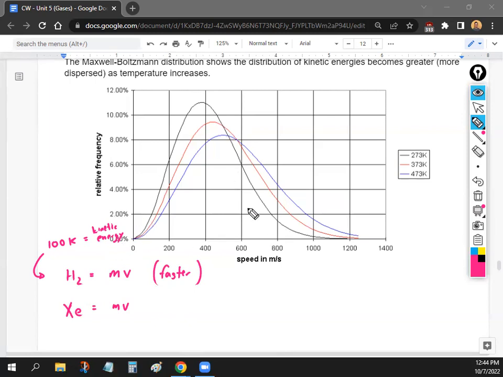And that's what this graph is kind of telling us. It's telling us that the smaller the gas, the faster it needs to go to get the same amount of kinetic energy. Yeah, smaller gases have to fly faster.